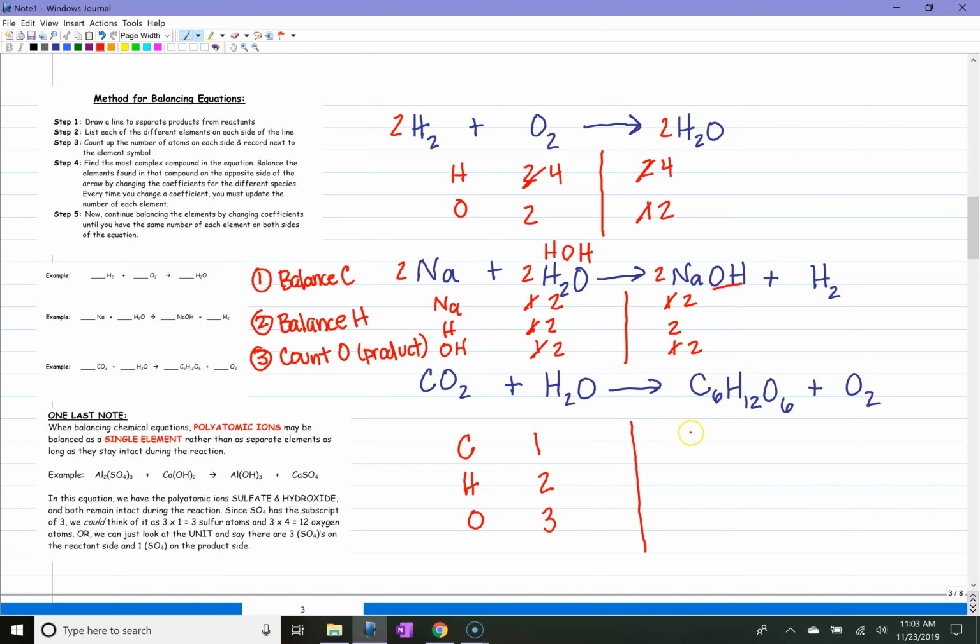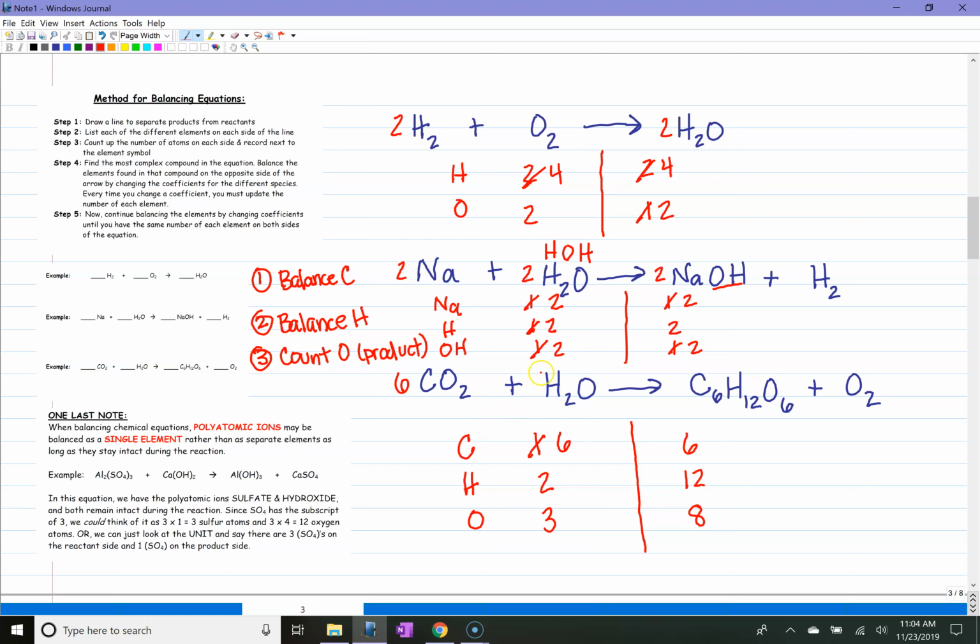On the product side for this, I have 6 carbons, 12 hydrogens, and I have 8 oxygens. So I'm going to balance out carbon. I'm going to do that by putting a 6 in front of CO2, which is going to give me 6 carbons. I'm going to wait a minute before I count the number of oxygens, and I'm going to balance out hydrogen.